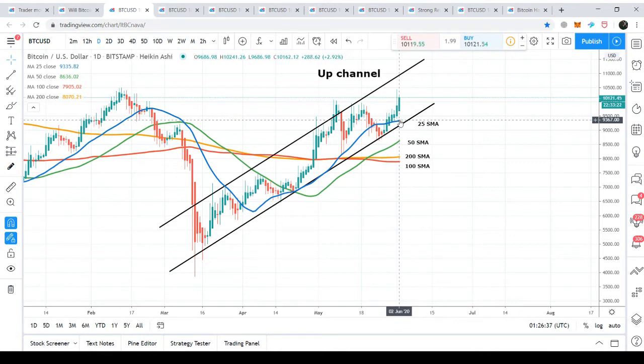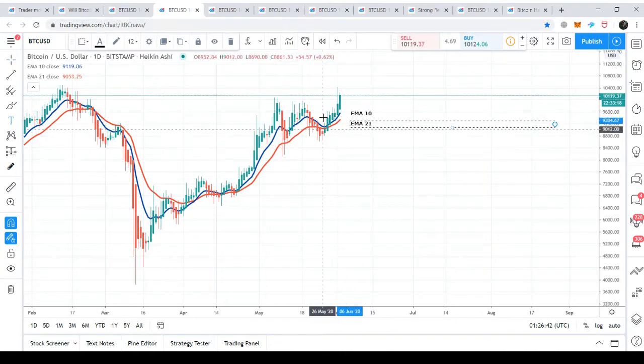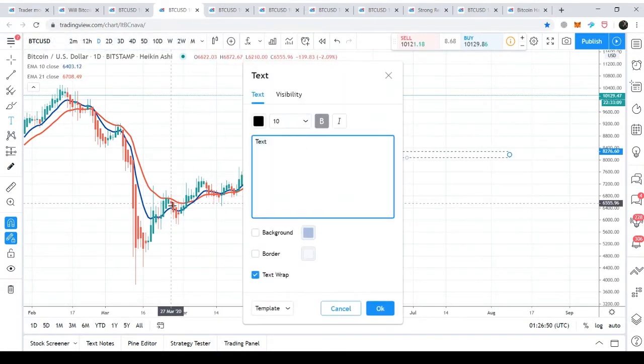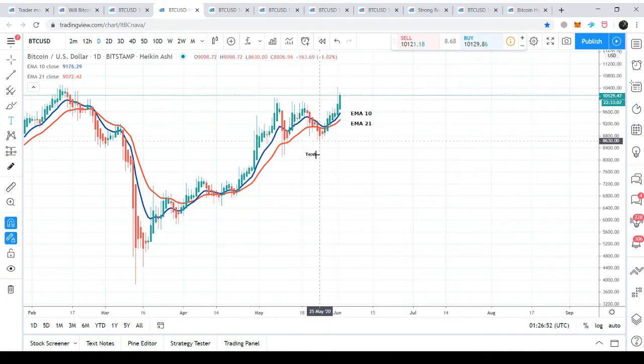Then we will have a strong support of this moving average. And if we watch the EMAs on the daily chart, this is the EMA 10, the exponential moving average 10, and the exponential moving average at the time period of 21. Then we can see that after March, Bitcoin is using these 2 EMAs as a support very successfully.